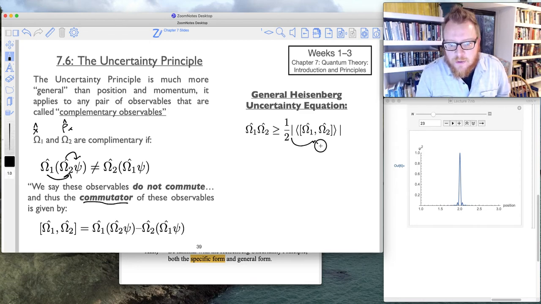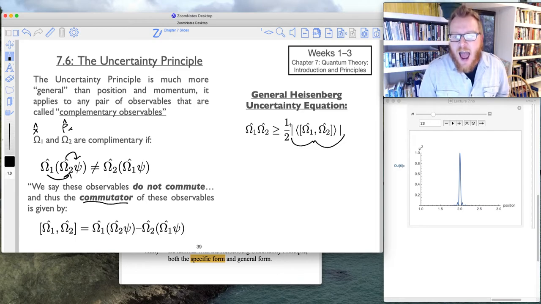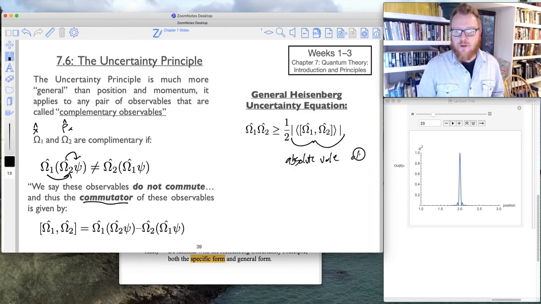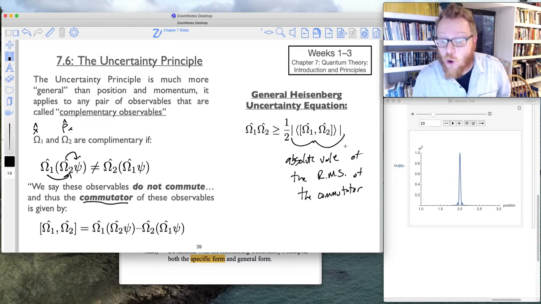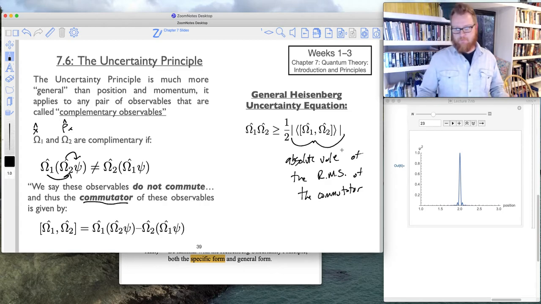Let me highlight this whole thing. It's 1/2 times this whole chunk. So this is what we have going on here. It's the absolute value of the root mean square of the commutator. So that's what this whole chunk is. It's the absolute value of the RMS of the commutator.